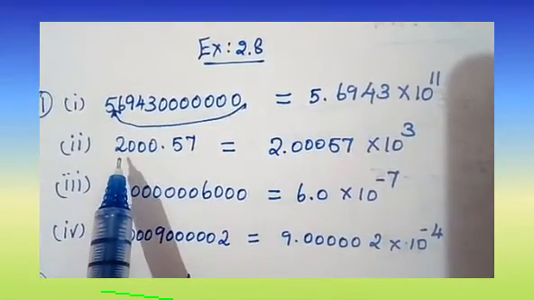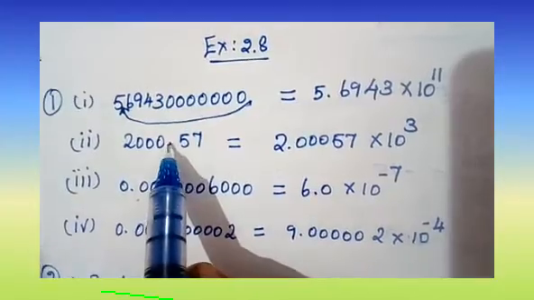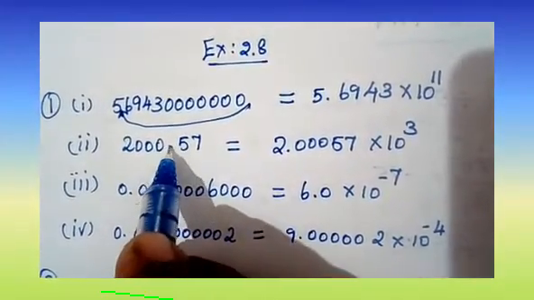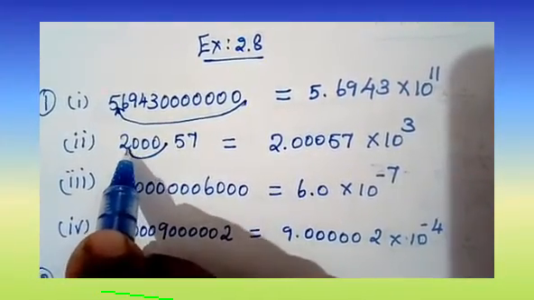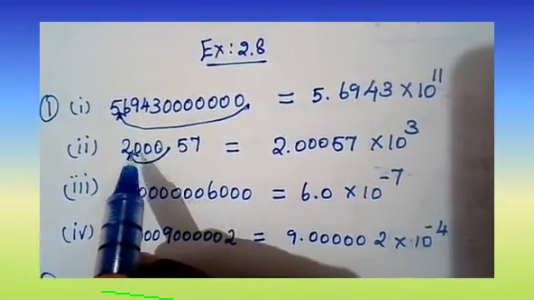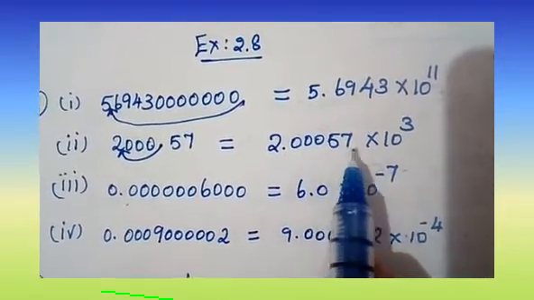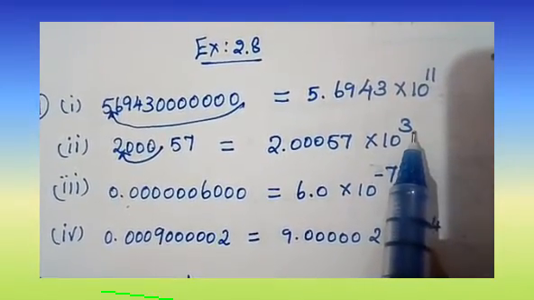Now for 2000.57. Now the decimal is here. The decimal moves to just after the 2. How many steps has it moved? 1, 2, 3. So that is 2.00057 into 10 power 3.